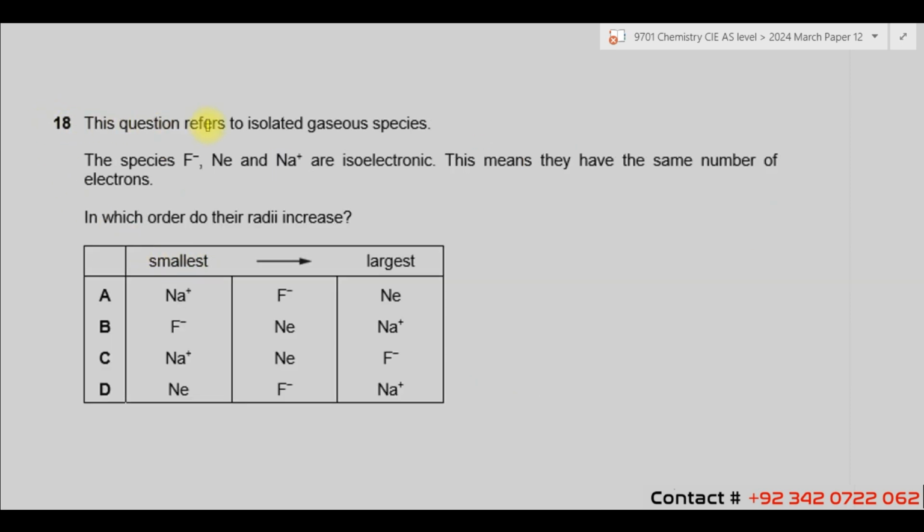Question 18. This question refers to isolated gaseous species. The species F minus, neon, and sodium positive are isoelectronic. This means they have same number of electrons. In which order do their radii increase? So we have F negative, fluorine's atomic number is 9, so there are 10 electrons. We have neon, atomic number is 10, so there are 10 electrons. We have Na positive, atomic number is 11, so there is one less electron as compared to protons. We have 10 electrons, they are isoelectronic.